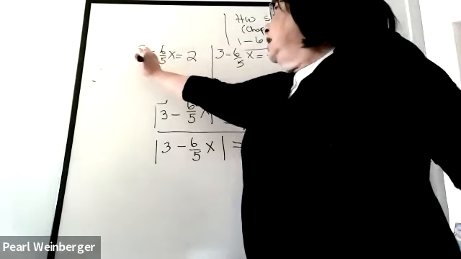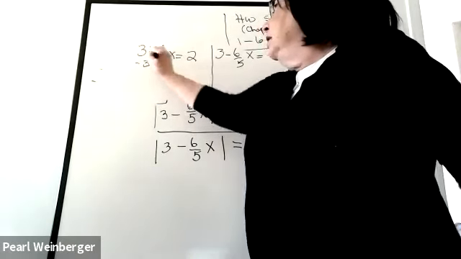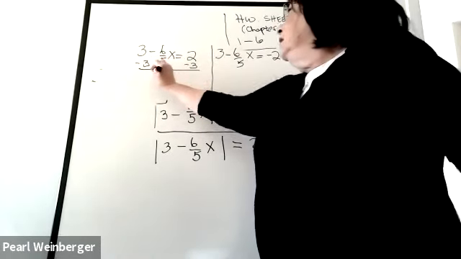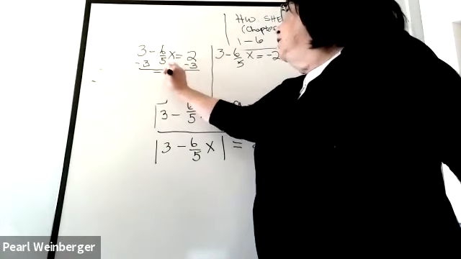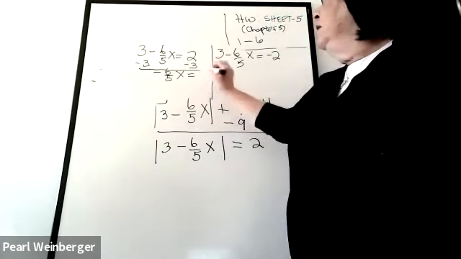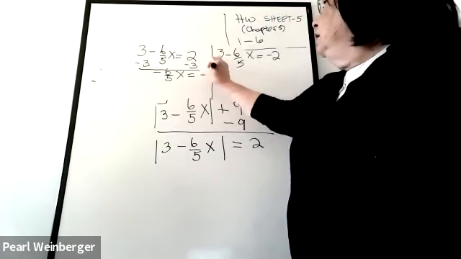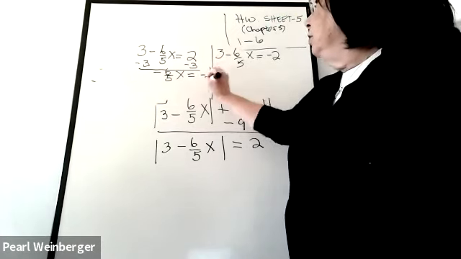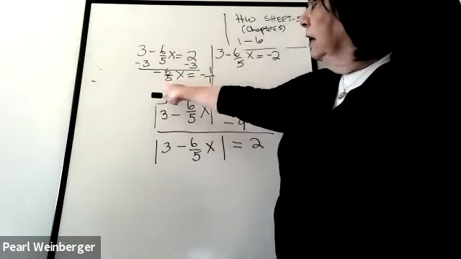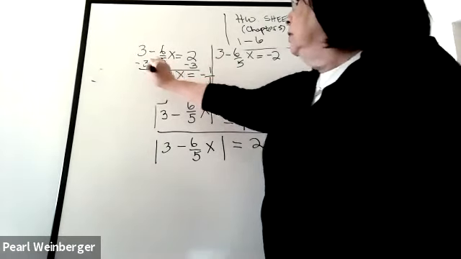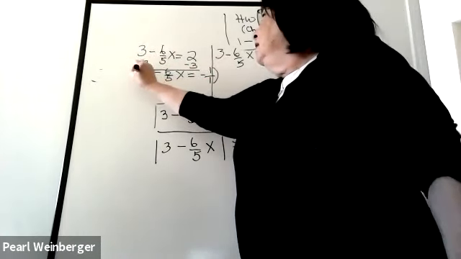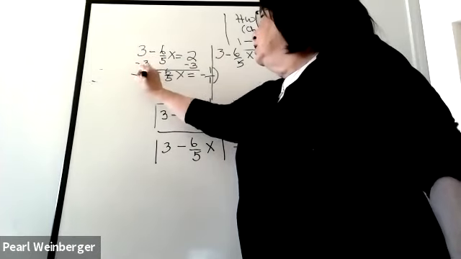Now I'm going to solve this. I'm going to bring this 3 to the other side. This will give me negative 6 over 5x equals 2 minus 3, which is negative 1. I'll put that negative 1 over 1. And then I'm going to multiply both sides by the reciprocal. I'm going to multiply this by negative 5 over 6.